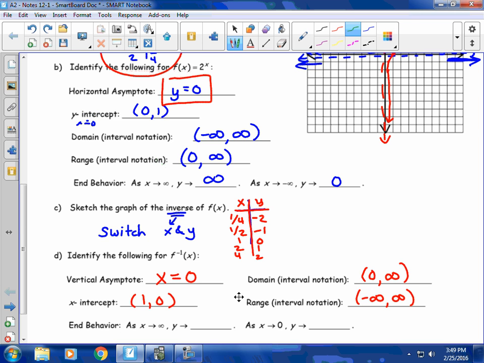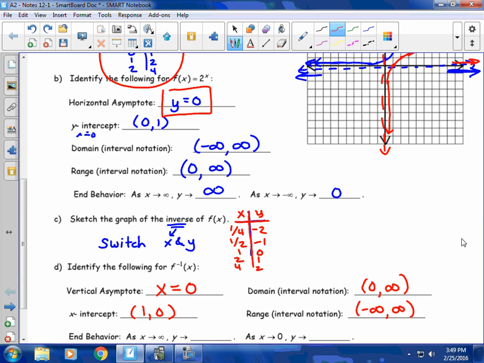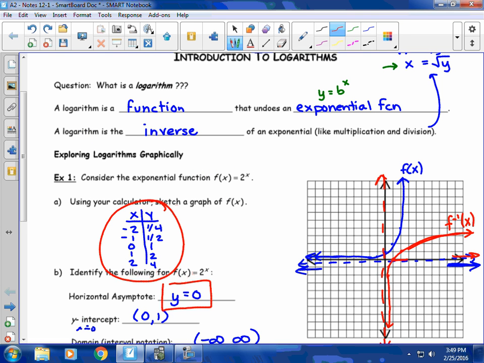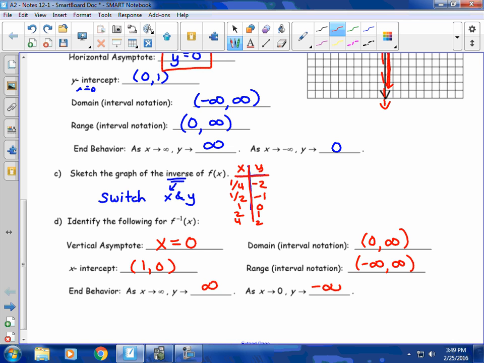Last part here for end behavior. As x goes to infinity with this red graph, so as my x values get huge, what's happening to my y values? They're also getting huge, just getting huge at a slow pace. So as x goes to infinity, y goes to infinity. Okay, how about as x approaches 0? Well, as x approaches 0, my y values are getting lower and lower and lower. So as x approaches 0, my y's approach negative infinity. Okay, page 1 down. Hopefully got all that filled in.